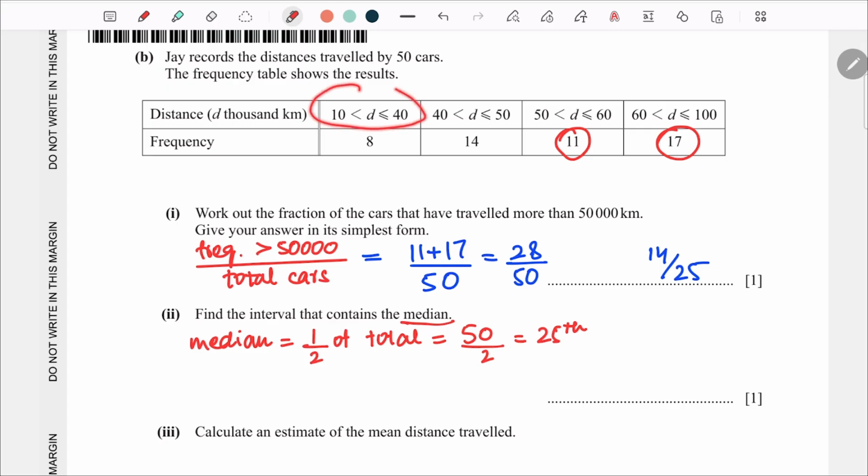The first interval, that is 10 to 40, has 8 cars, and the second interval, 40 to 50, has 14 cars. So 8 plus 14 is equal to 22. And then if I add the third interval, that is 11, to 22, I'm getting 33. So the 25th value is going to lie within the third interval, that is from 50 to 60. So my final answer will be 50 and 60.